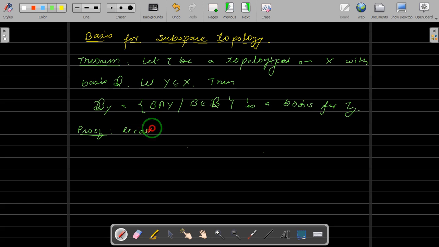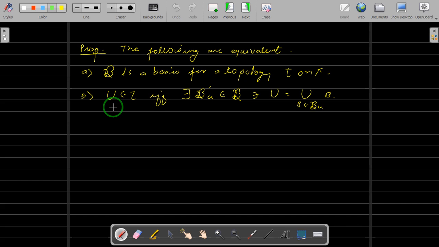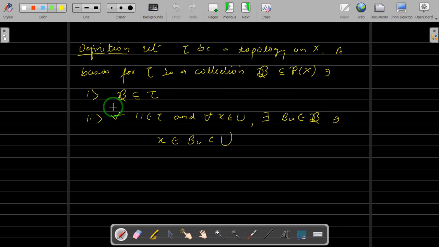Recall, we have tau_Y equal to the set of all Y intersection U, where U is open in tau, that is U belongs to tau. And now we have to show that this script B_Y is a basis for the topology tau_Y. We know the topology tau_Y, and we have to show that this B_Y is a basis for tau_Y.